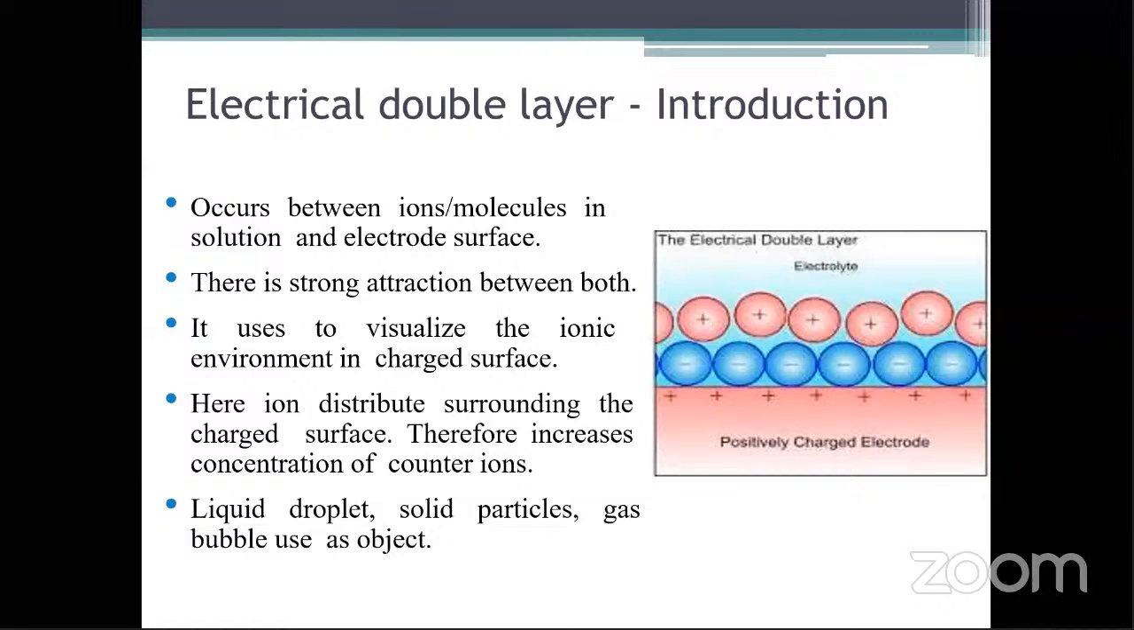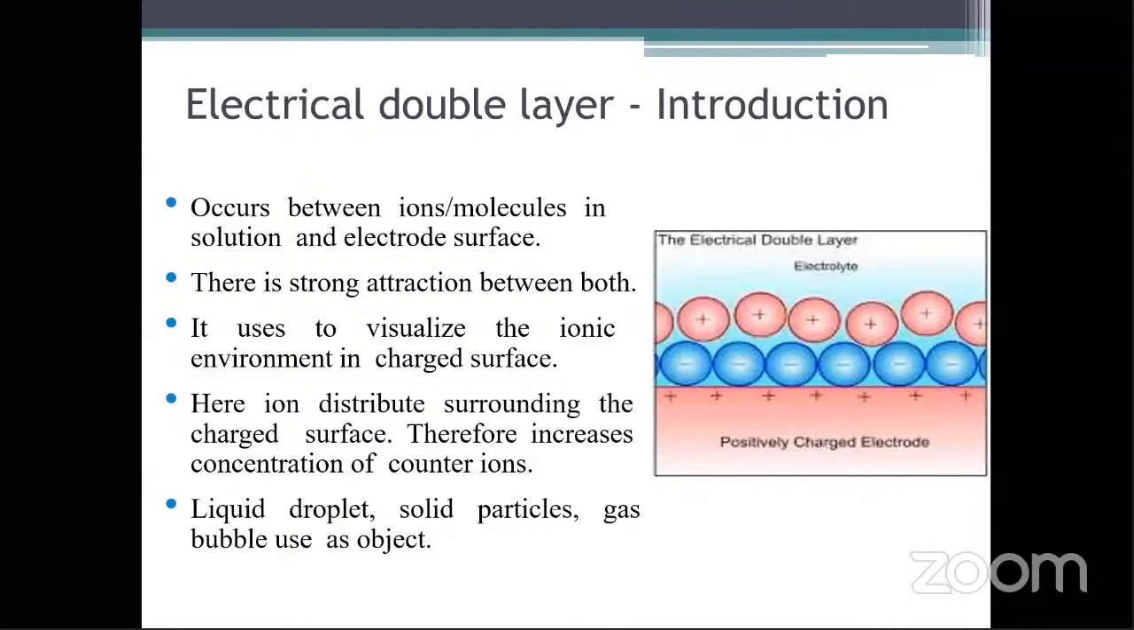The concept of electrical double layer can be described by this picture only. Here also, the solid particles are dispersed in an aqueous solution, and that aqueous solution contains an electrolyte. So what is the meaning of electrical double layer? It occurs between ions or molecules in solution and electrode surface. Electrode means anode or cathode, when dipped in an electrolyte solution.